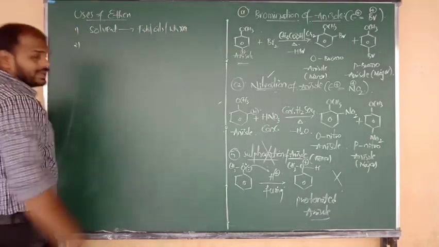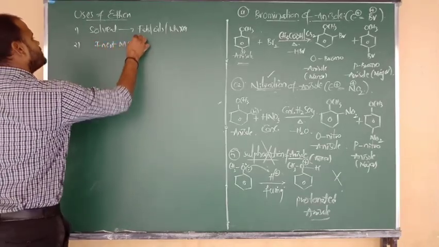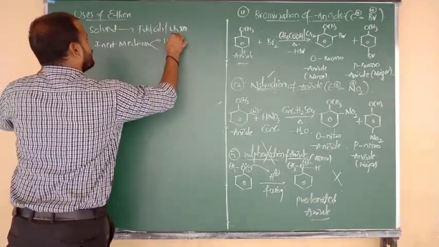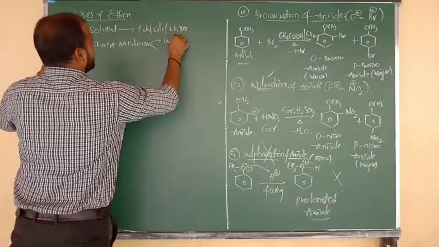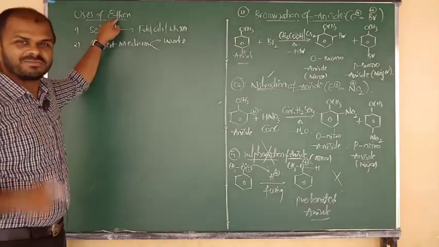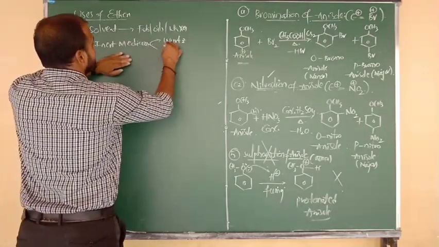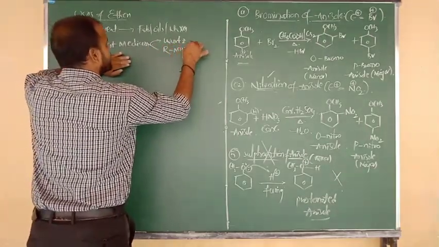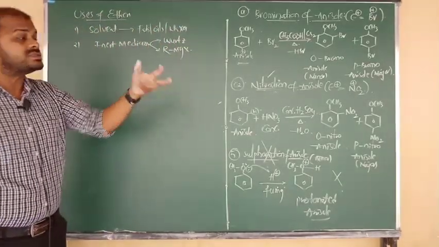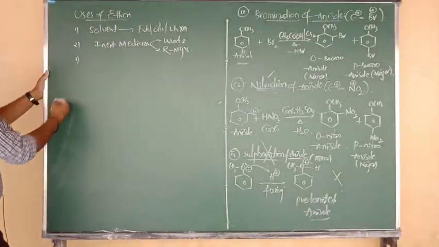Next, ethers are used as an inert medium, especially in the Wurtz reaction, Fittig reaction, and Wurtz-Fittig reaction. In all those cases, upon the arrow mark, we have mentioned ether, dry ether. Also in the preparation of Grignard reagent, RMgX. So in various reactions we can use an inert medium, that is nothing but ether or dry ether.